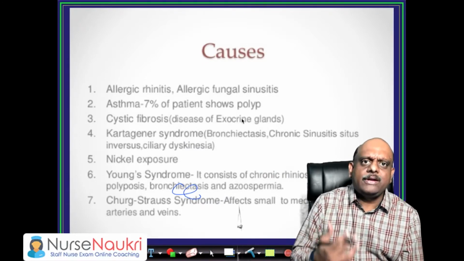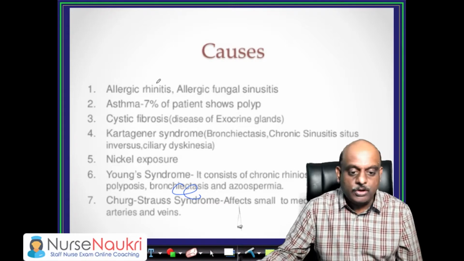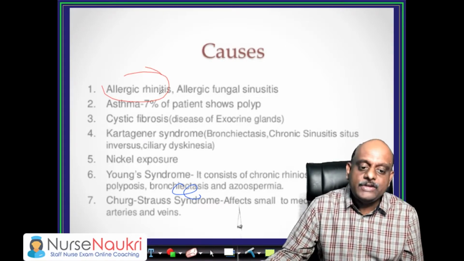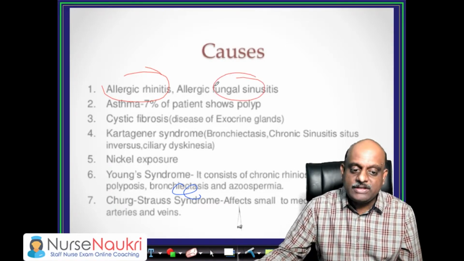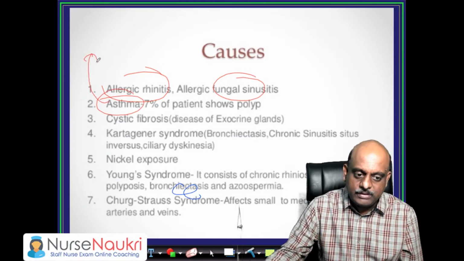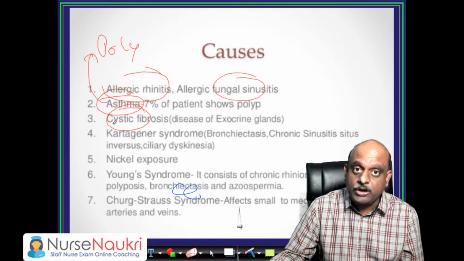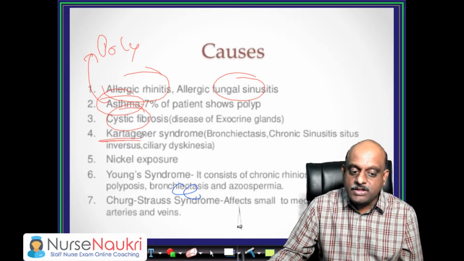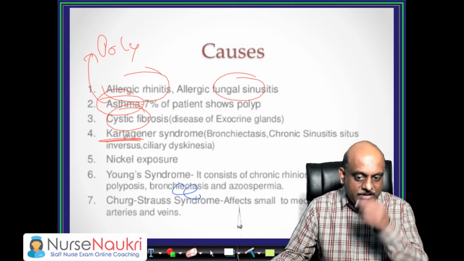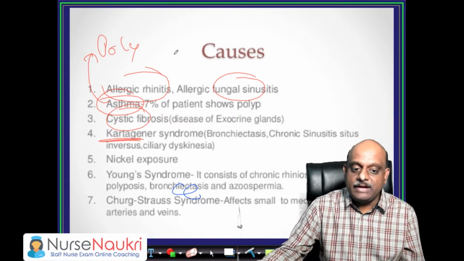Now, what leads to the development of these polyps is a very important question. So, people who have allergic rhinitis, fungal sinusitis, asthma patients, they have the development of the polyps. Cystic fibrosis patients have polyps, right? Kartagener syndrome, in these patients, they have a tendency for nasal polyps.